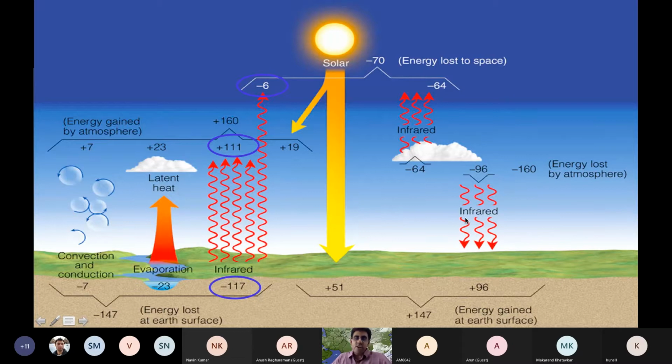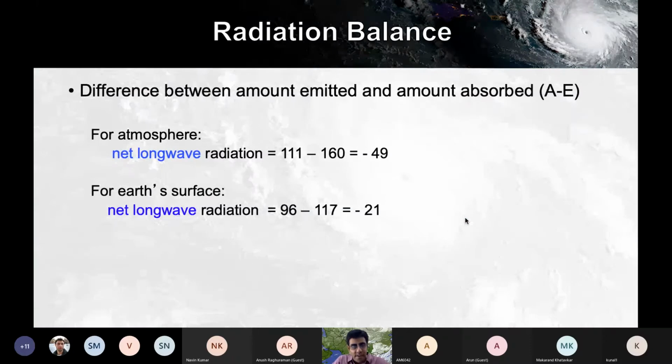Although it is complicated mathematics, I think it's very straightforward. In the end, we are only looking for two things: the amount emitted by the surface and the amount absorbed by the surface. We are looking for the amount emitted and absorbed by the surface and atmosphere in two different regions, which are long wave and short wave. So the net long wave radiation that the atmosphere has is minus 49, because 111 is absorbed and 160 is emitted back, so minus 49.